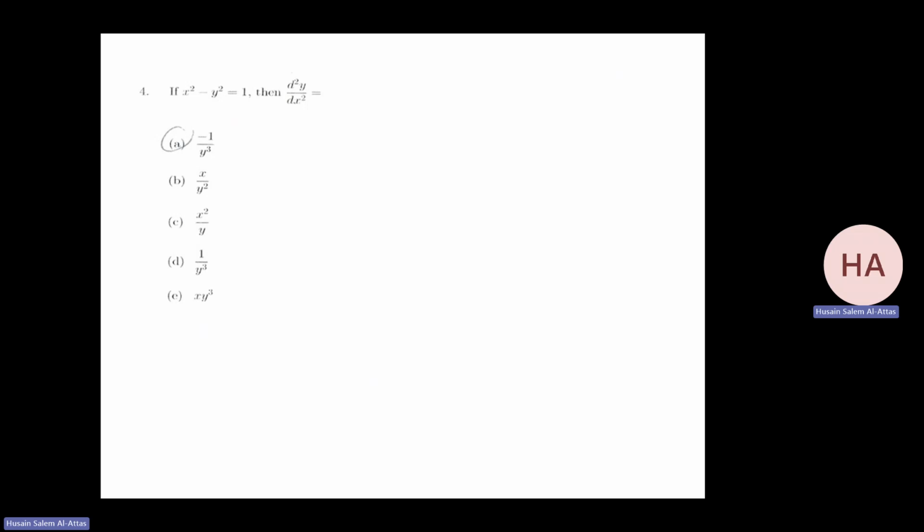Let me do more problems. x squared minus y squared equals 1. Differentiate with respect to x. I think the idea is very clear. I have 2x minus 2y y prime equals 0. So y prime equals what? x over y.